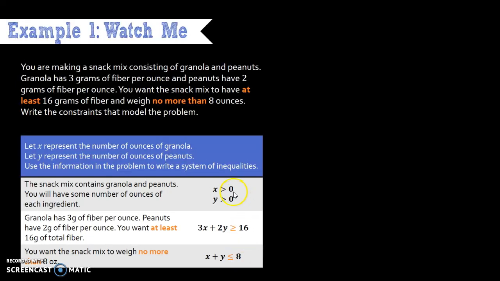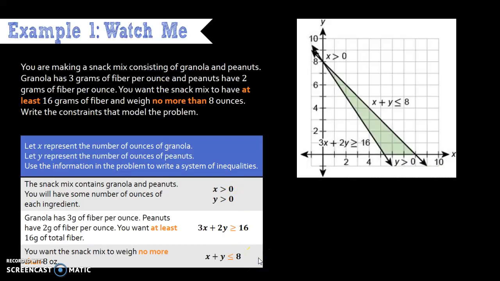So right here, we've got 1, 2, 3, 4 different constraints that we've written. They are inequalities. And if we go ahead and plot them on the coordinate plane, we get something that looks like this. Now notice that this is just quadrant 1 because of our first set of constraints. X has to be positive and Y also has to be positive. So we're not showing the part of the graph that would be over here or down here or over here. This is just quadrant 1.